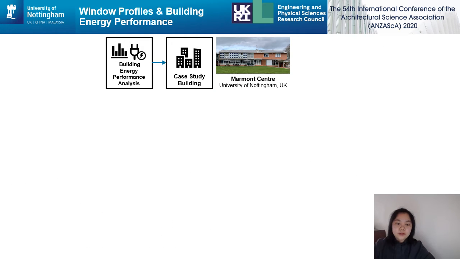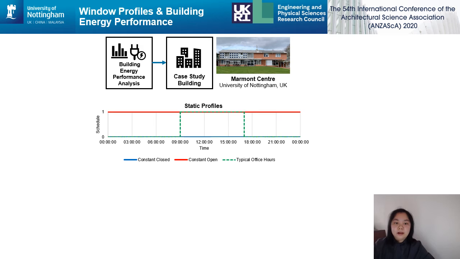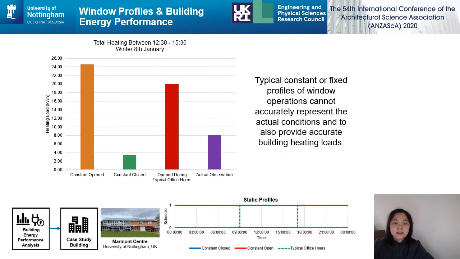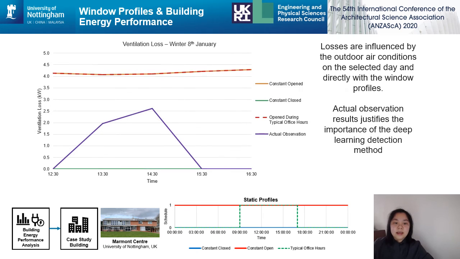Within current building HVAC system operations and building energy simulations, windows are usually assumed to be closed or opened following these typical profiles. This is different compared to the actual observed conditions and the ones formed by the detection. This results in differences between the obtained building heating performance, where the typical constant profiles of windows cannot represent the conditions to provide accurate building heating loads. Similar to heating, ventilation losses in the lecture room are highly dependent on the conditions of windows.